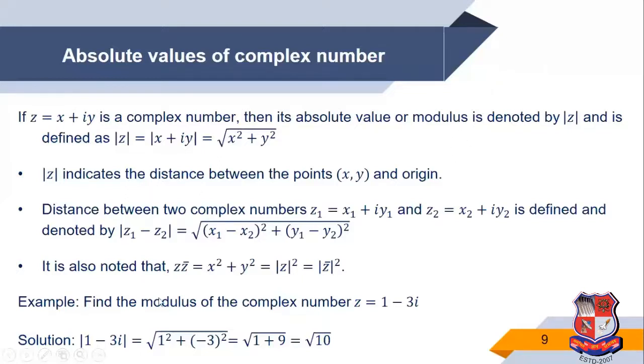Example: find the modulus of the complex number z = 1 minus 3i. Solution: mod of 1 minus 3i is equal to the square root of the real part squared, 1 squared, plus the imaginary part, minus 3 squared. So this is equal to the square root of 1 plus 9, and 1 plus 9 is 10, so the modulus is root 10.